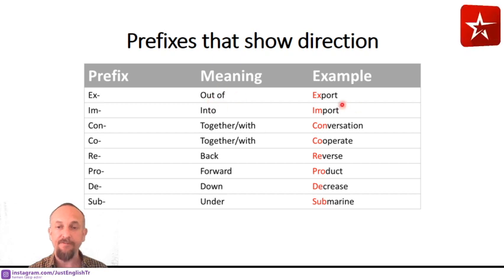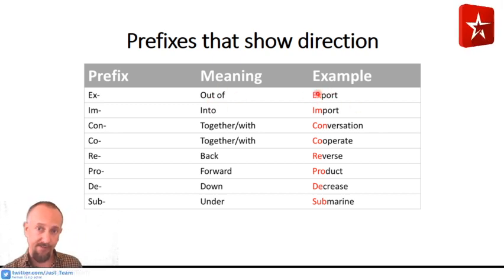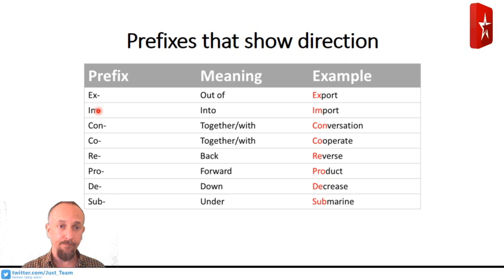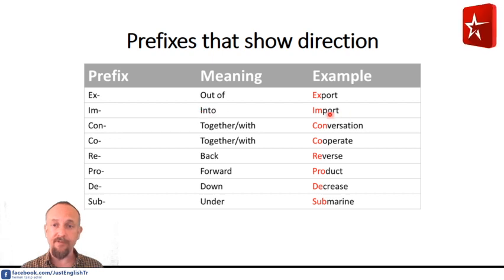And ex means out of. The example I gave last week was export. Then we had im, which has two meanings. We have the negative meaning, but it also means into. For example, in this word here, import. It's not negative, it means into, to carry into. Then we had con and co, which both mean together or with. And we had conversation or cooperate.